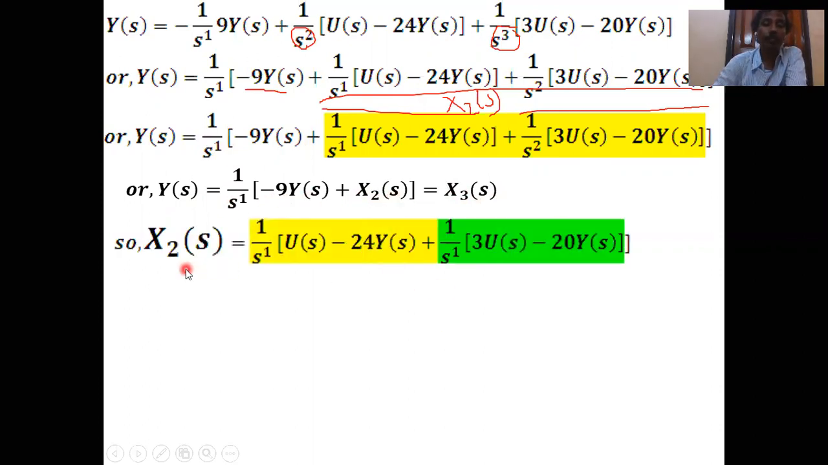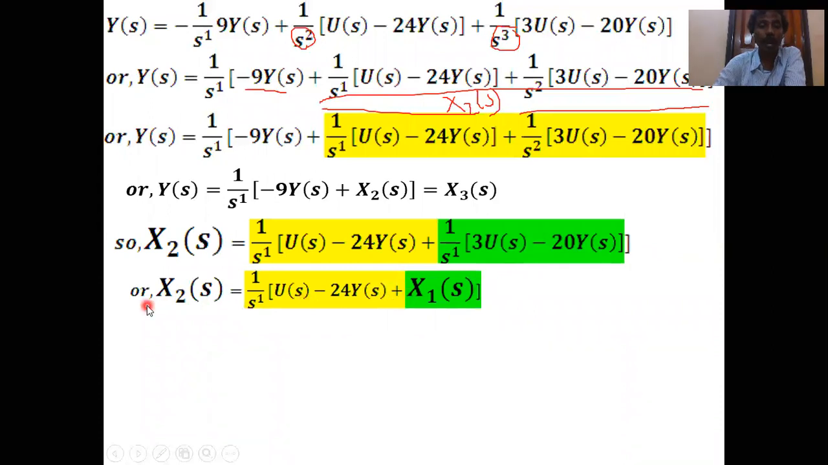And x2(s) equals what? x2(s) equals 1/s common. This is also 1/s common. So 1/s times (U(s) minus 24Y(s)) plus 1/s times (3U(s) minus 20Y(s)). So this is equivalent to x2(s). x2(s) equals 1/s times (U(s) minus 24Y(s)), and this is equivalent to x1(s).